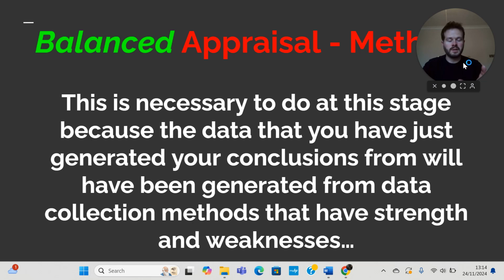Okay, the key wording in the mark scheme is that word there in green: balanced. It must be balanced. You've got to talk about the positives and the negatives of your data collection method. Because like I said before, it will have strengths and it will have weaknesses.